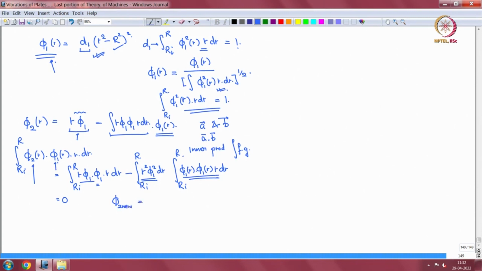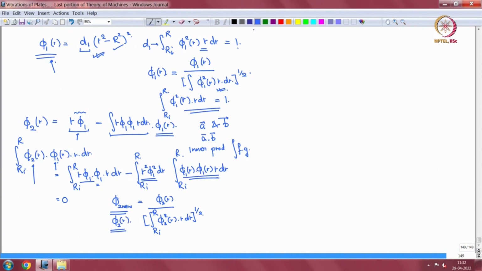How do you compute it? You have phi 2 of r and you divide by the integral from Ri to R of phi 2 square of r into r dr, then take the square root and rename it as phi 2 of r. Necessarily I have too many in the list.